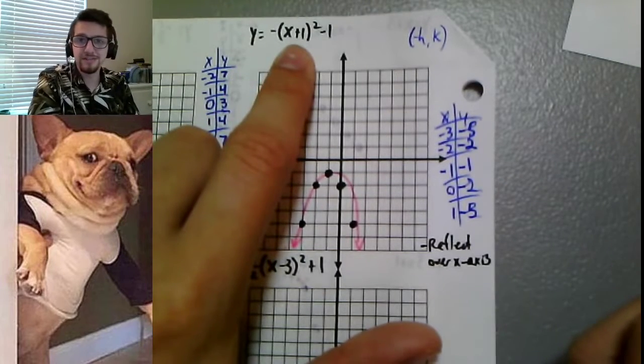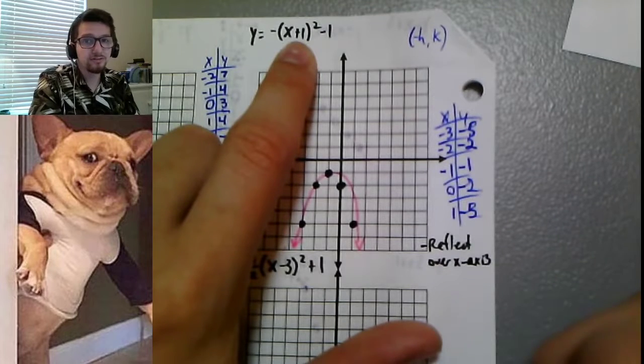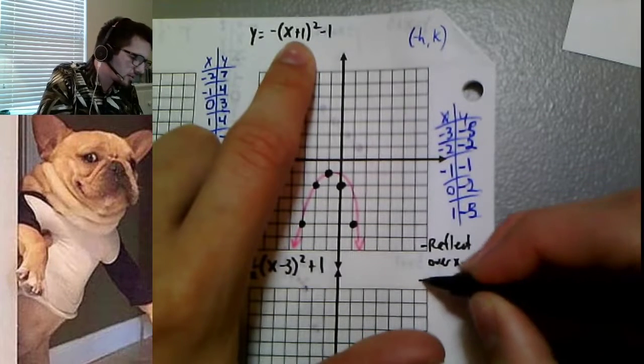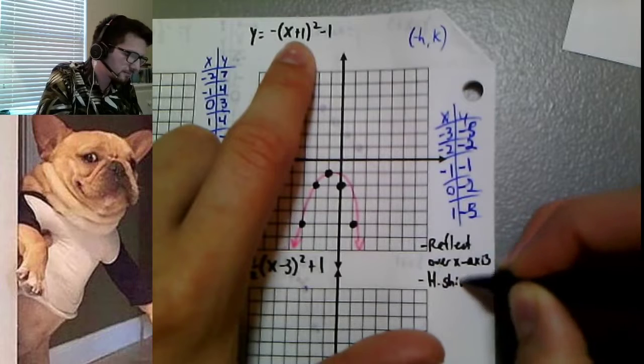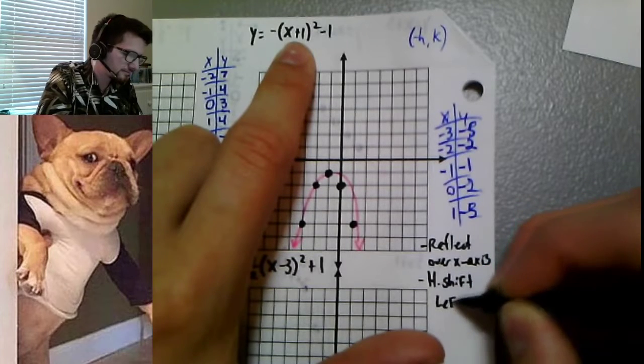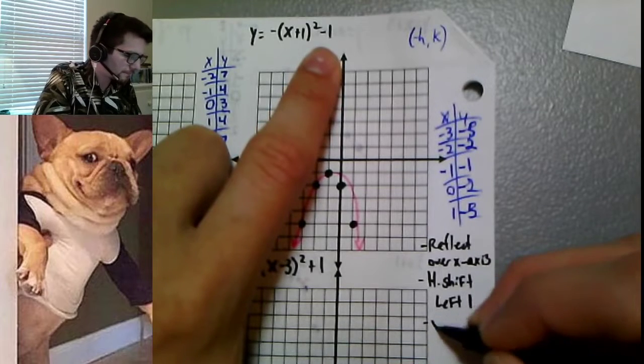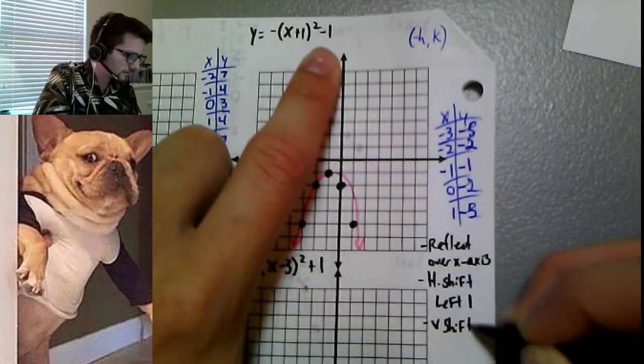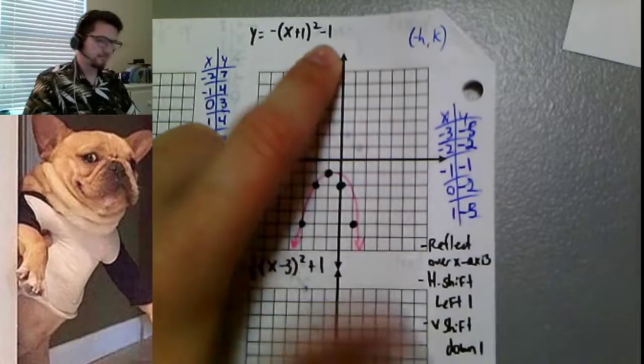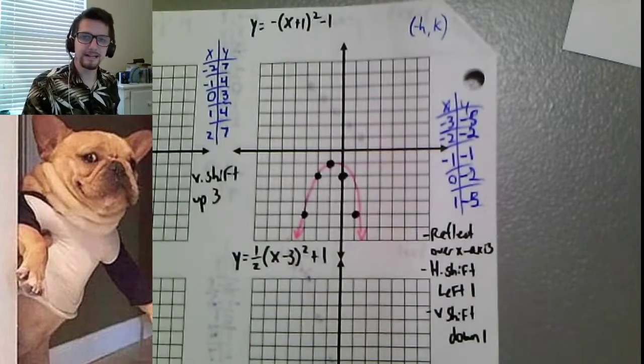This horizontal shift, right? You change the sign, so I'm not going right 1, I'm going left 1. So I have a horizontal shift, left 1. And then this is a vertical shift, down 1. Great. And that explains the whole thing.